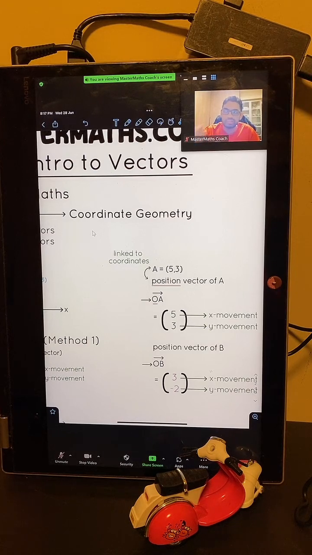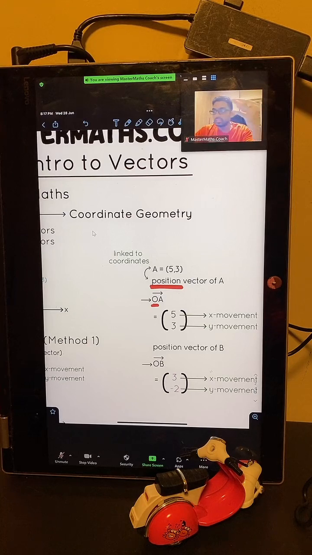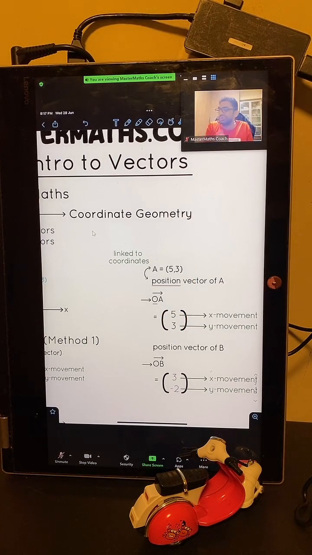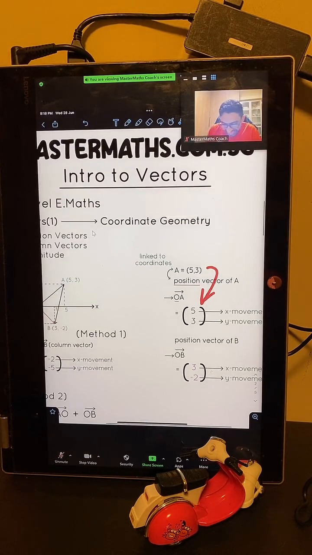Then the position vector of A, again, position always starts from the origin, as I've shared. So the position vector of A is always just the coordinates itself. If I ask you, what is the position vector of A, then you investigate what is the coordinates of A, because that will exactly be equal to the position vector of A.